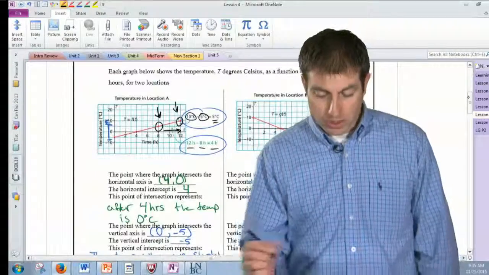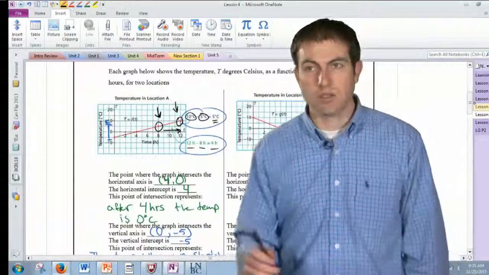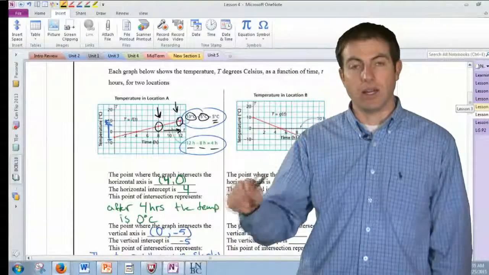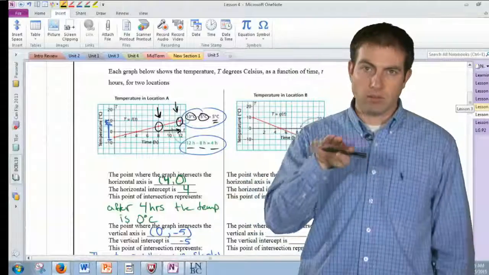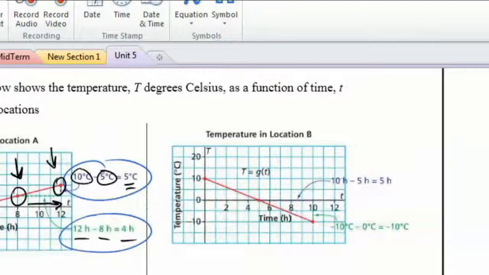Now, temperature in location B is almost the same question we did. It is the same question, except that the temperature is actually starting higher and kind of dropping down. So we're starting at, looks like 10 degrees, and then we're finishing at minus 10 degrees.